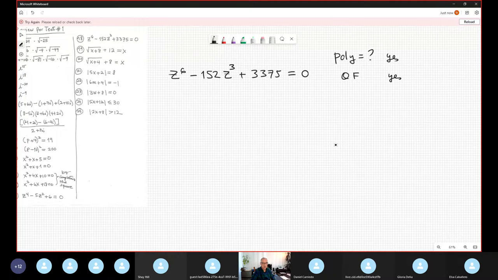So using a smart substitution, I can convert this equation to quadratic. What is the degree of this equation? Six. How many solutions do we expect when we finish? Six, and the solutions include real and complex. My next question is, what is the u substitution? U equals what?